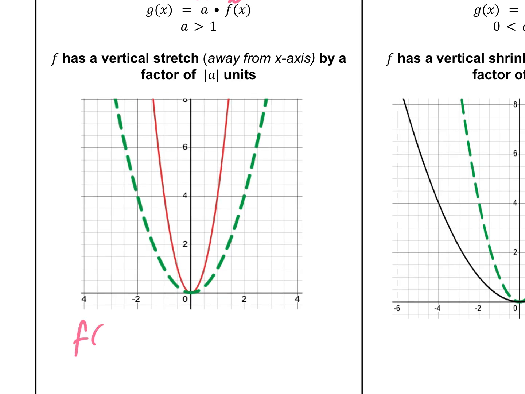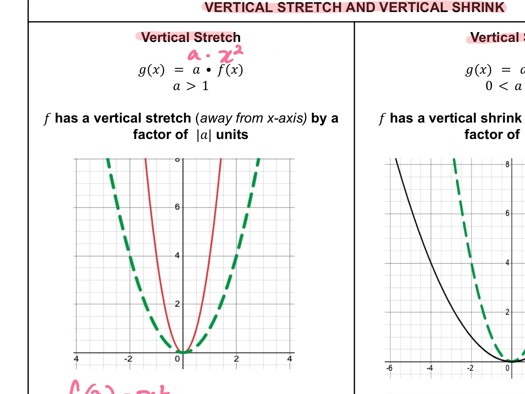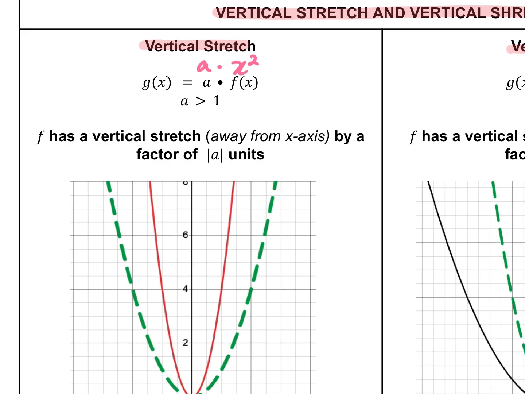Let's say f of x is equal to, of course, x squared. We know that's going to be our x squared. Now our transformed one is going to be g of x. It says here that if a is greater than 1, f has a vertical stretch. It means it's going away from the x-axis by a factor of a. This is going to be the absolute value of a, and that's going to be the factor of vertical stretch.